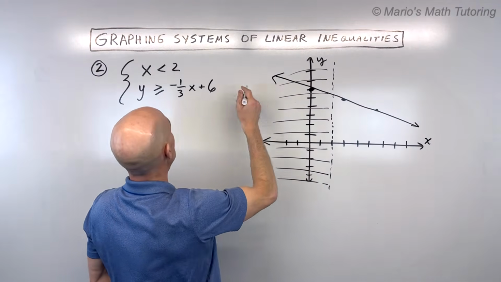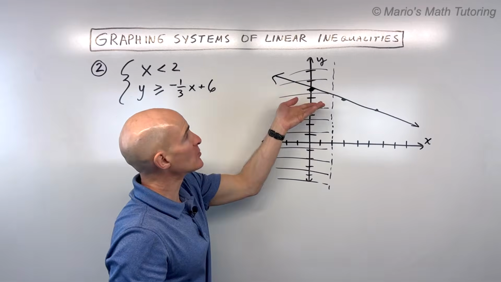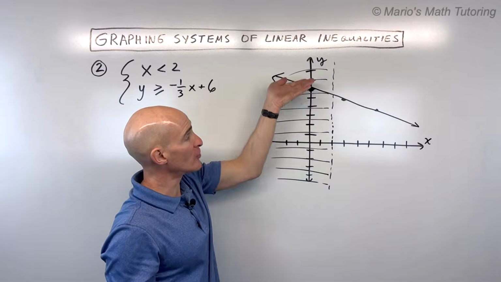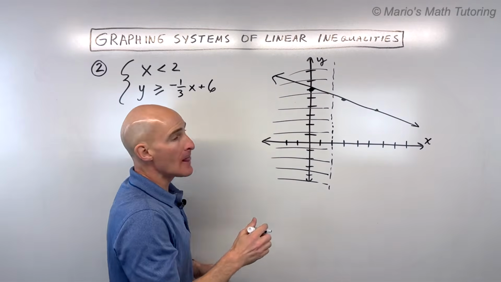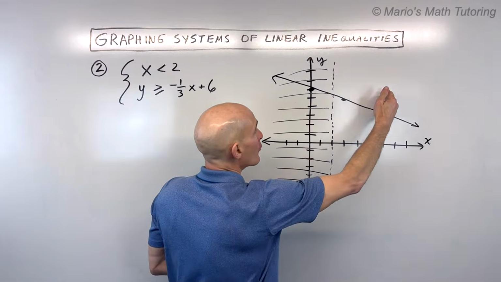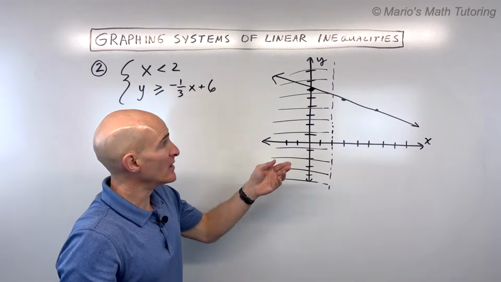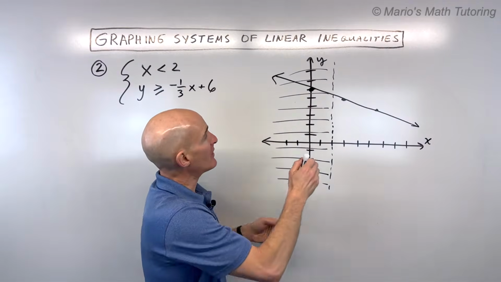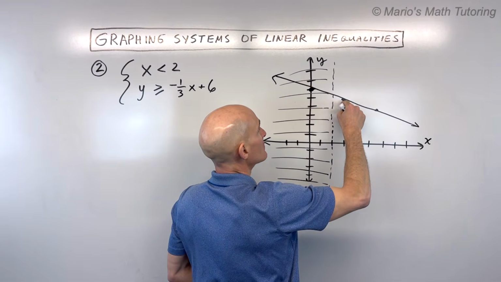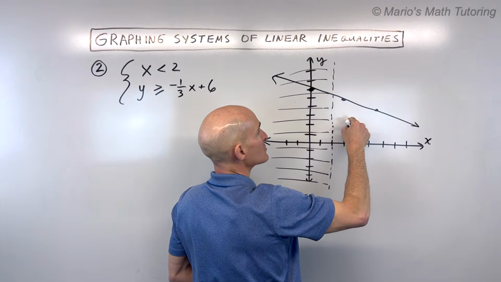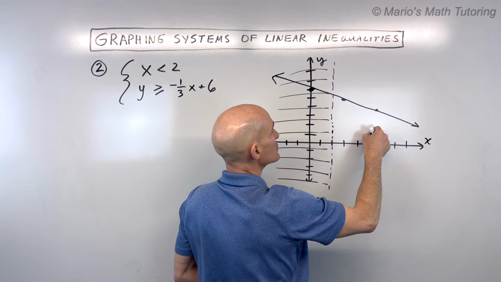Okay, and then if the y is by itself, y controls the up and down, the vertical direction. So if the y values are greater than, we shade above. If it's less than, we shade below. You don't want to make the mistake of thinking right and left. When it's y by itself, that's controlling up and down. So if I pick a point on the line, greater than is straight up, less than is straight down.